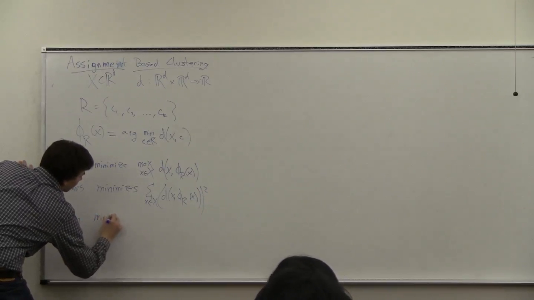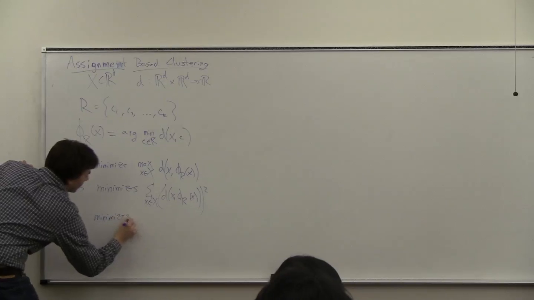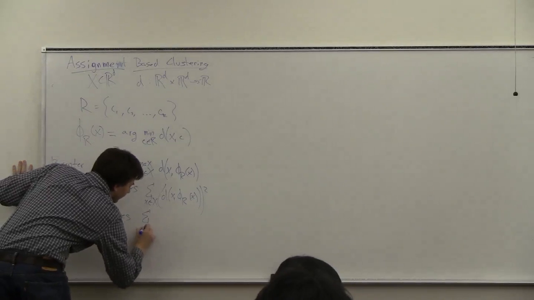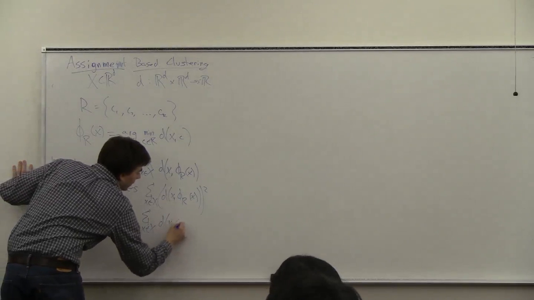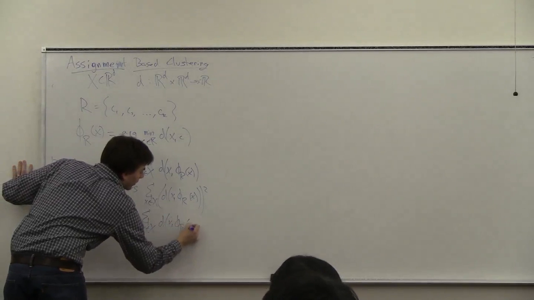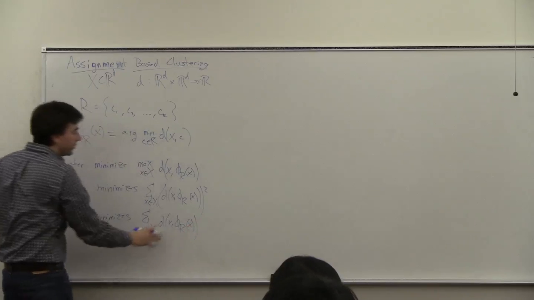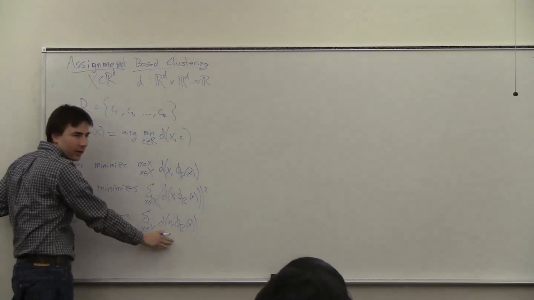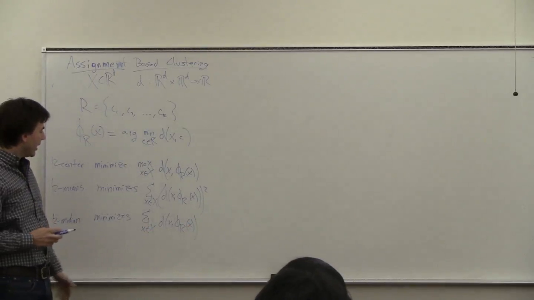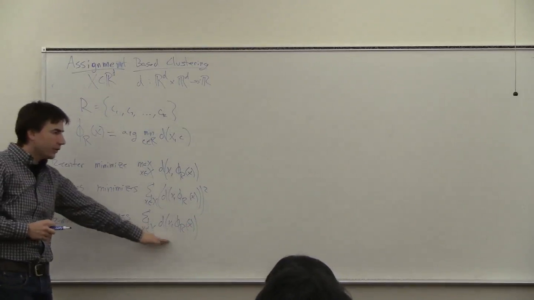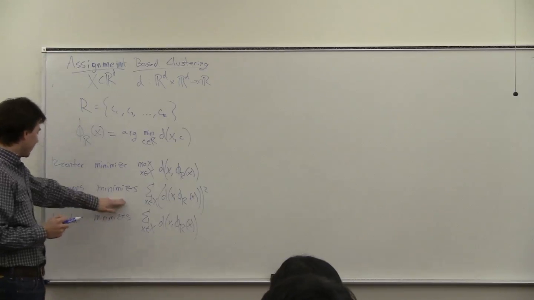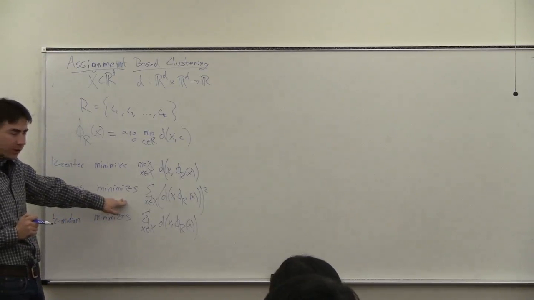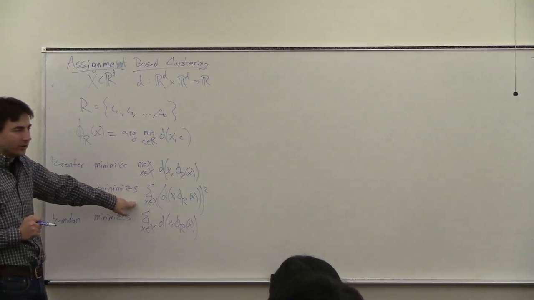Which minimizes, which is just minimizing the sum of the distances. So if you were to write it this way, this one would probably seem the most standard. But this is typically what most people do: minimizing the sum of the square distances.